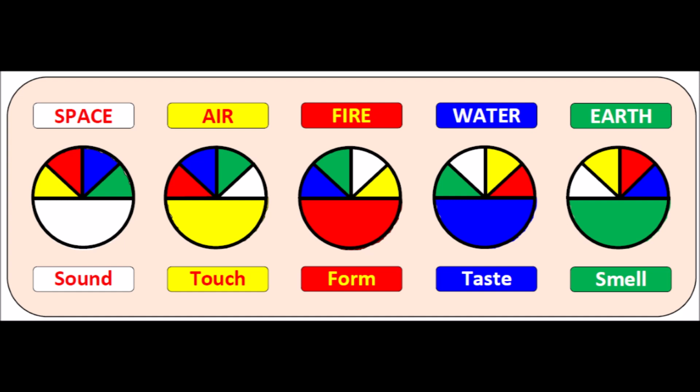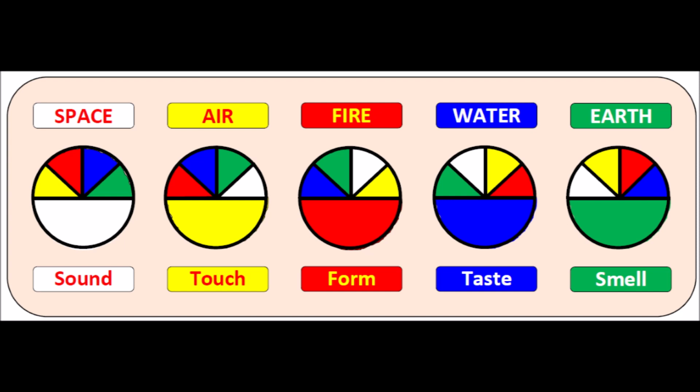Next, wind, right? From Akasha came wind or air. Now air has two dimensions to it. Sound, you can hear the wind, and touch, you can feel the wind. Next, fire came from air. Now fire has an extra component. It has sound, it has touch, and yet it has a form.